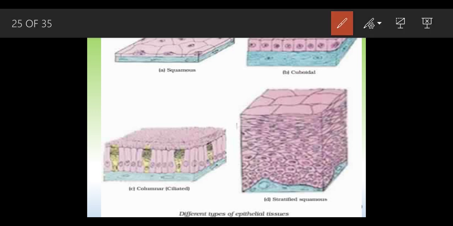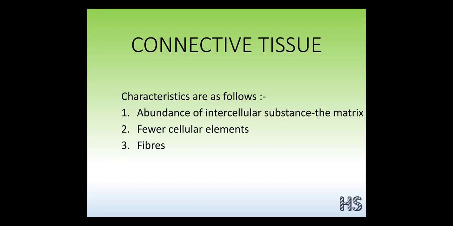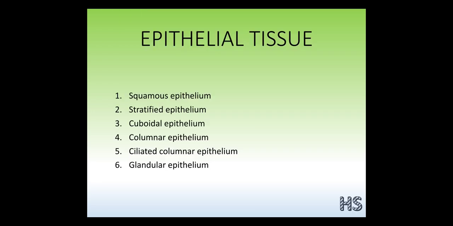What do you mean by stratified squamous? Stratified squamous means the layer. The word stratified means the layer. As we can see, there are layers one above the other. You can see this part. They are arranged like this. Now we are going to discuss them in detail, as I have already shown you the figure also.